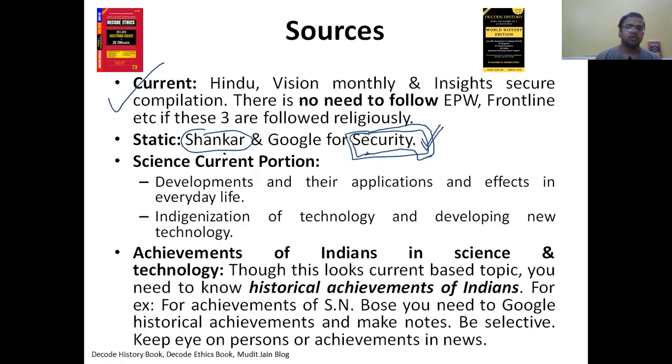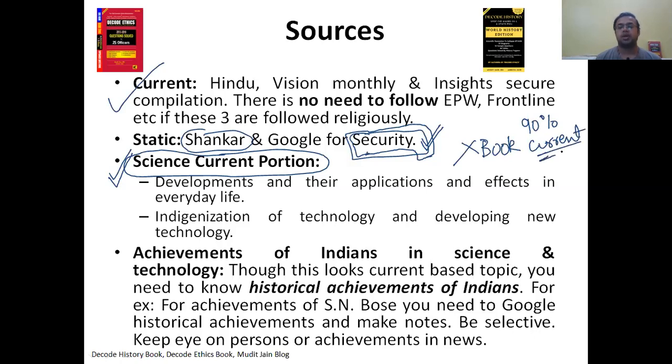Now coming to science. The science portion is like an Achilles heel for many. Aspirants are not aware of what exactly to leave, what exactly to read for science. So again, there is no need of reading any book for science. Questions in science are 90% I would say current based. So there is no need of a book as such again for science. The best source for science is the Hindu newspaper.